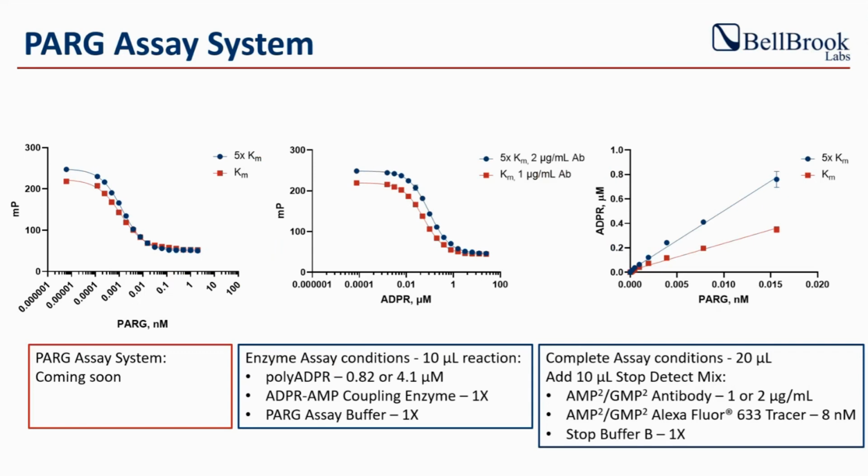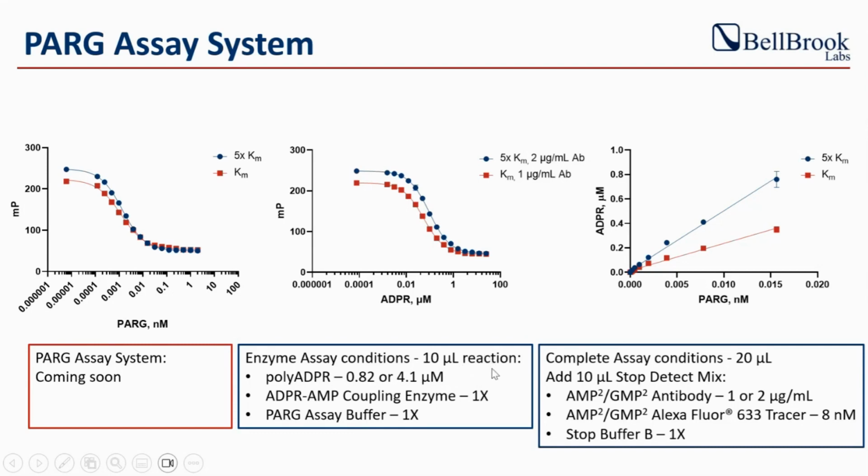So now I would like to talk about the PARG assay system. Similar to the CD38, we already optimized conditions to run the PARG assay system. A little bit different here, we have Poly-ADPR as the substrate, and it can be run at Km or a subsaturated condition, which is 5 times Km. And then we have the coupling enzyme at 1x and assay buffer at 1x. And again, this is the condition for a 384 well plate, and for other plate types, just adjust the volume accordingly.